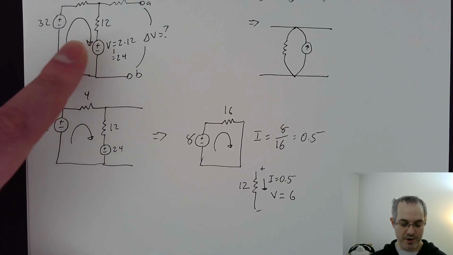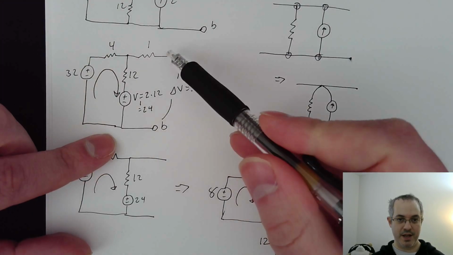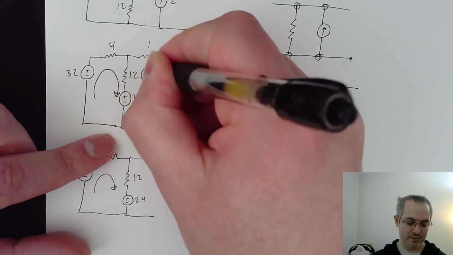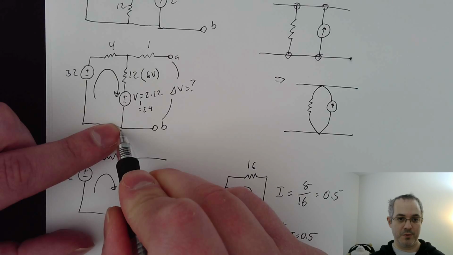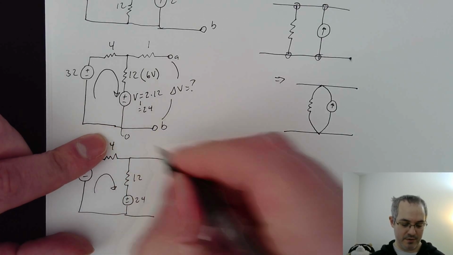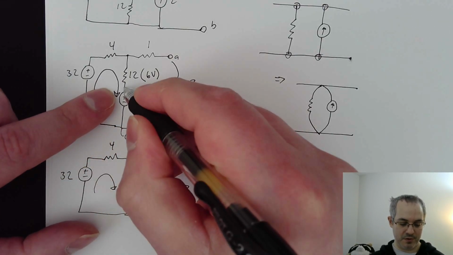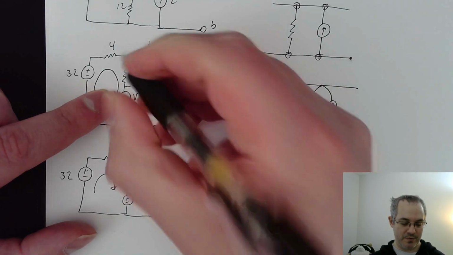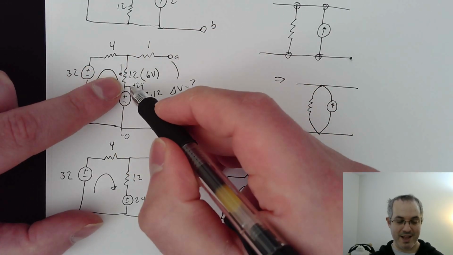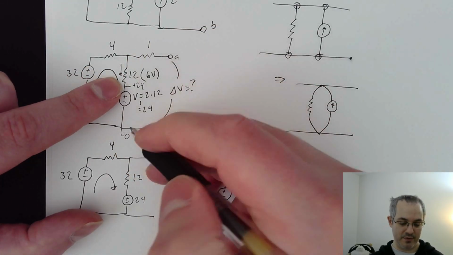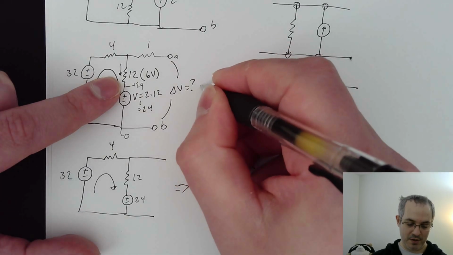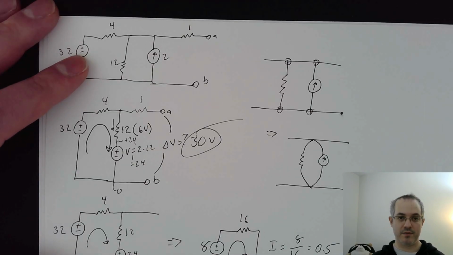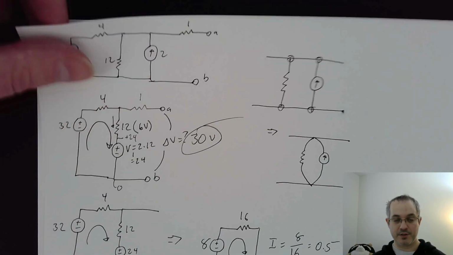So when we go from B to A, I'll put in here 6 volts, just to remind us. When we go from B to A, we start at B and we say this is 0. Once we cross this voltage source, we now have plus 24. When we cross the 12, since the current is going down, we gain voltage, and we gain 6 volts. So that means that this will be 30 volts, which will be our Thevenin voltage. That's another way to do it.